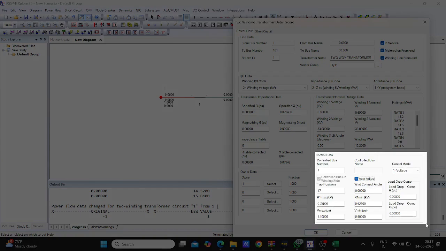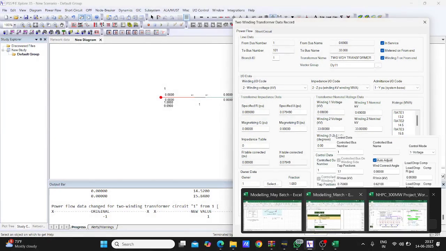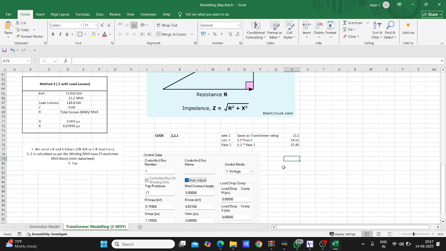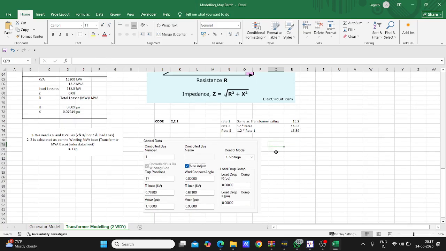My charging is about to shut down and the power is still not coming, so I'll try to complete it a little bit fast. If there is any shutdown, then we'll continue tomorrow. So your auto adjust is only for OLTC. Disable the auto adjust if the transformer has a fixed tap.